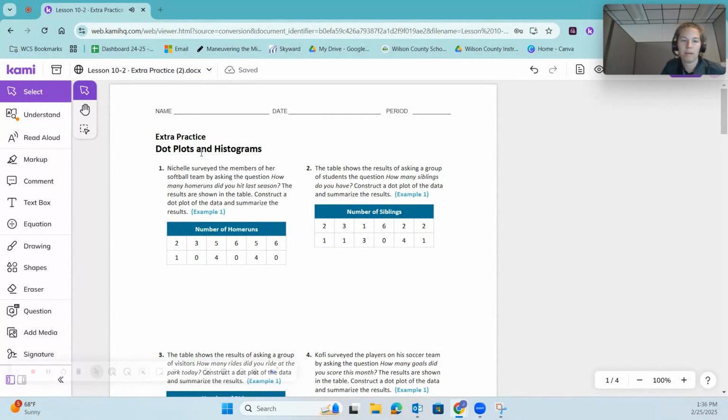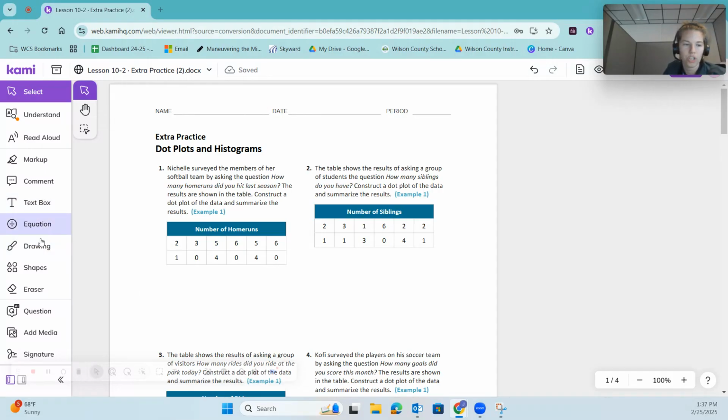Today we will be talking about dot plots and histograms. Dot plots and histograms are just a way to view data that has been collected. Nichelle surveyed the members of her softball team by asking how many home runs they hit last season. The results are shown in the table. Construct a dot plot of the data and summarize the results.